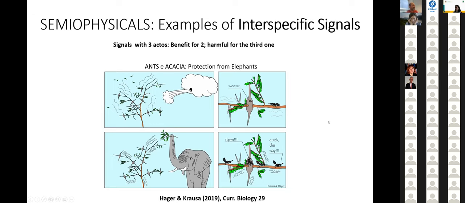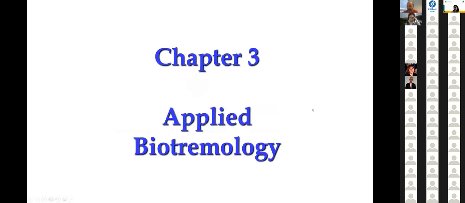So basically, there are tons of reasons to consider vibrations as signals and not just random elements in the landscape. And let's see now applications. So this was an introduction to show you what vibrations are, what biotremology is, what the story of biotremology is. And now we go to see a possible application in a real and practical way.